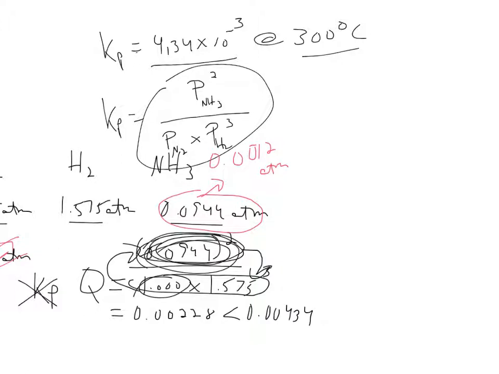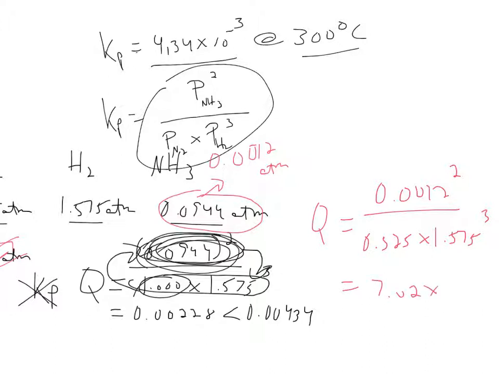Well, let's see. Q would now equal, we have the 0.0012 squared divided by the nitrogen, so that was 0.525, and the 1.575 cubed, and what that will come out to be is 7.02 times 10 to the negative 7th, and that is much smaller than the constant. So if I lowered this amount, I'm no longer at equilibrium, we've established that, and to get back to equilibrium, we have to replace what we took away. So the reaction is going to, again, be driven to the right.